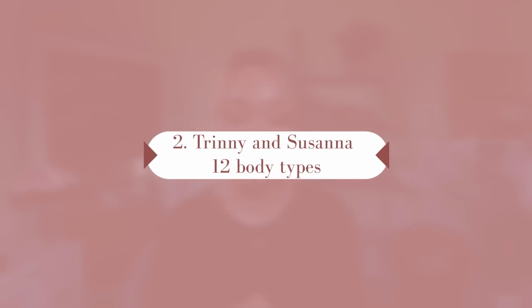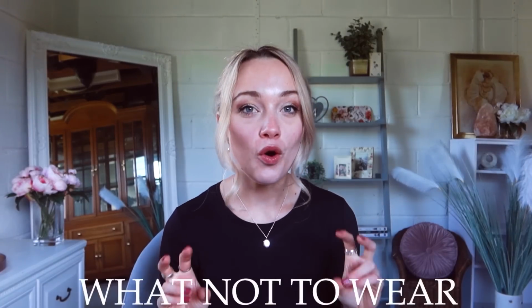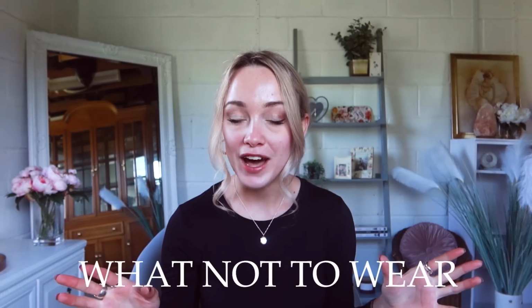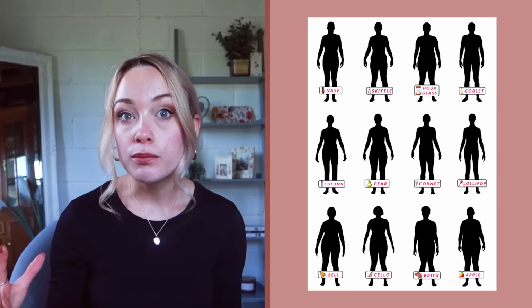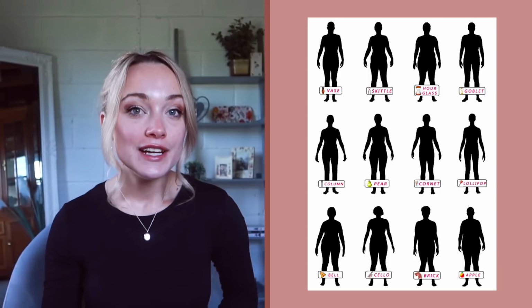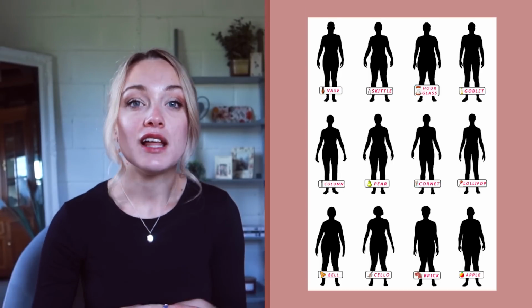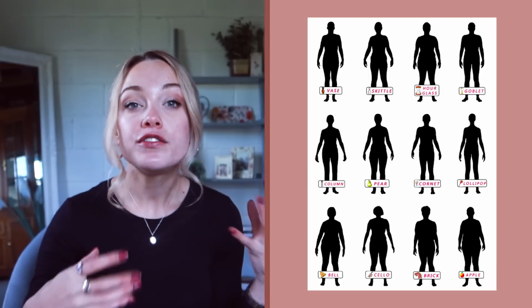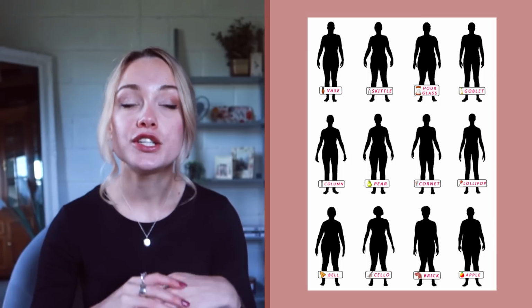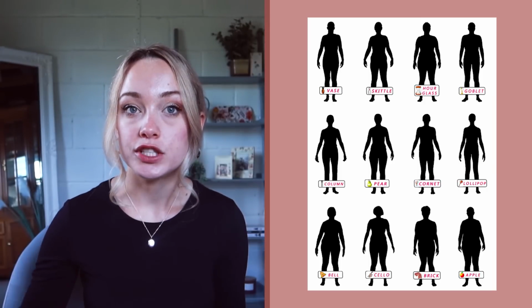Now, Trinny and Susanna expanded upon this idea with their 12 body types. You might have heard of Trinny and Susanna's What Not to Wear, which was huge in the 2000s, and as part of that they created something called the Body Shape Bible, and there were 12 different body types. I don't know them all, but they were things like cornet, cello, and there were the classics like an hourglass, and they expanded on that 4-shape theory to encompass lots of other different types of shapes.